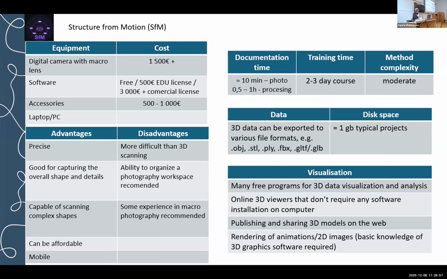What are the advantages of this method? This method is also quite precise, maybe not as precise as measurements, not as precise as 3D scanning, but still it might be very precise if you calibrate your model correctly. It's very good for capturing the overall shape of the object, but also very good for capturing details. It's also capable of scanning complex shapes. It can be affordable, and it can also be very mobile. So, what is very important for us.